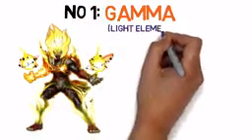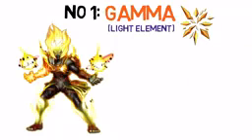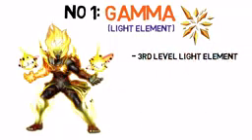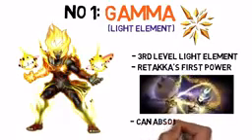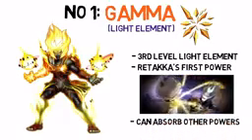First of all, the light element, which is the power of Gamma. So number 1, this is Retak Gamma, which is light elemental powers. Gamma is the 3rd level of light element. It is the first ever elemental power that Retak ever got, and its specialty is that it can absorb other people's powers. So let's look at how this light element has actually traveled between people.